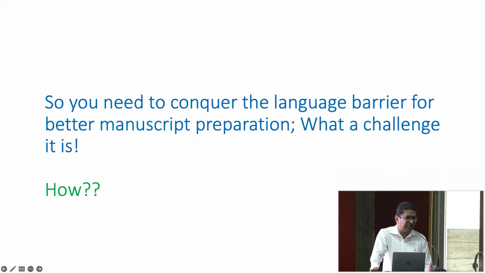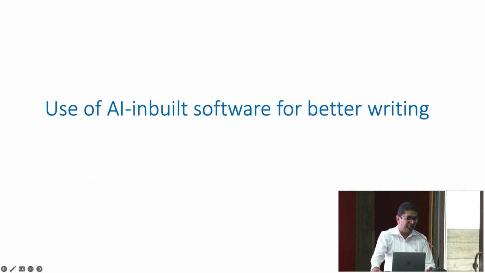When it comes to this, you know that 45% of Elsevier journals are written by Chinese. All right. And when you are looking at this 45%, only 2% knows their English well. 43% does not know English at all, but they do publish. How? That is the challenge that we are also going to do. Use of AI inbuilt software for better writing. This is what we need to do.